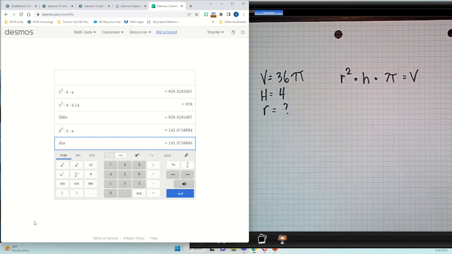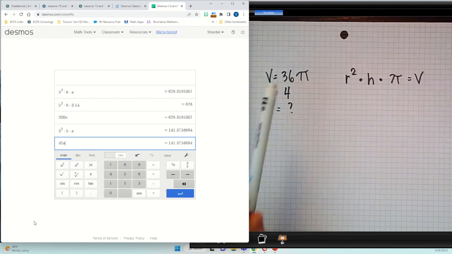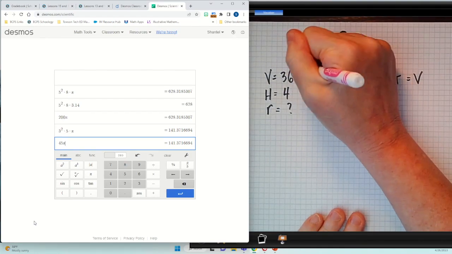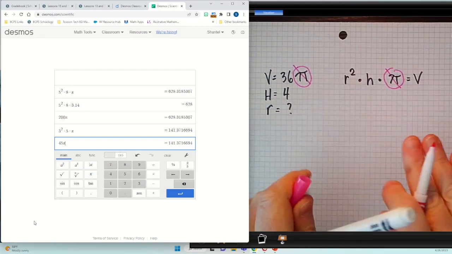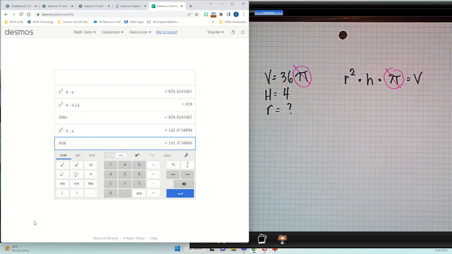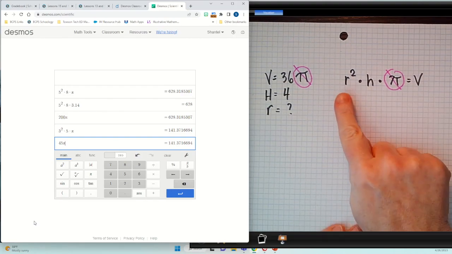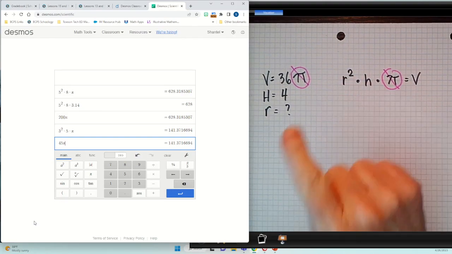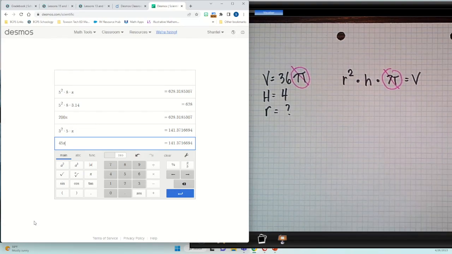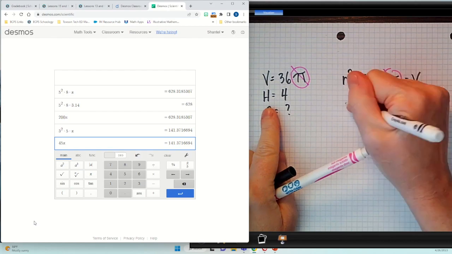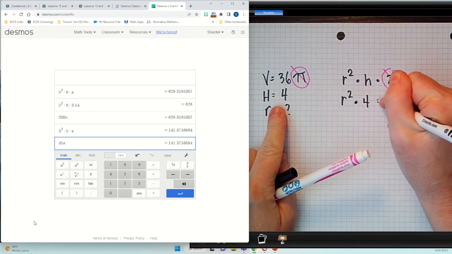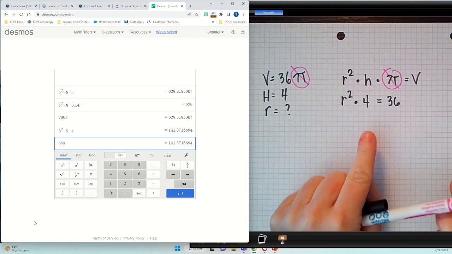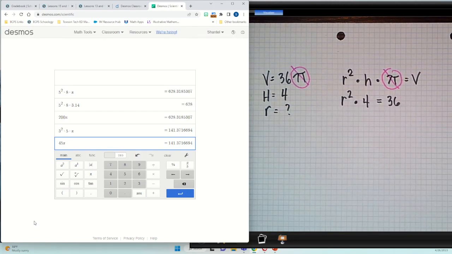I know that. I'm going to save pi to the end because see, pi is already here, so I don't need to worry about that. See, I'm just going to kind of cross it off. It's still there, but I don't really need it for my calculations. All I need is radius squared times height. So I know the volume is 36. I know the height is 4. So I'm just going to plug in what I got. I don't know this, but I do know this, and I do know the volume. Notice I just took pi out for a few minutes.